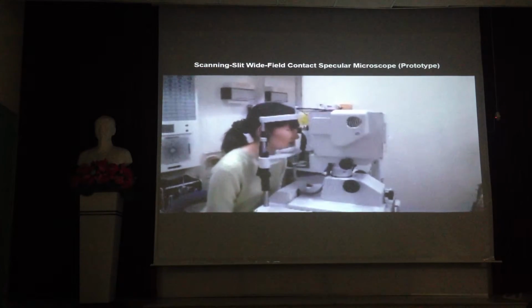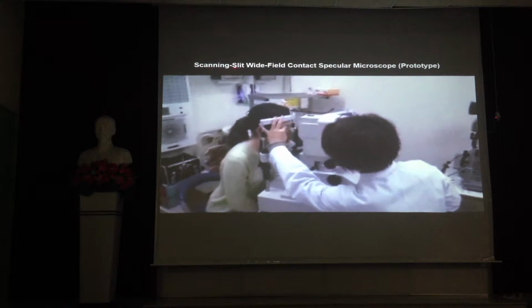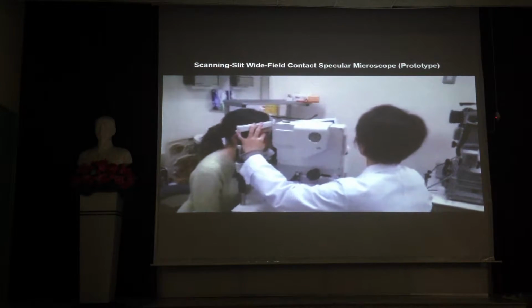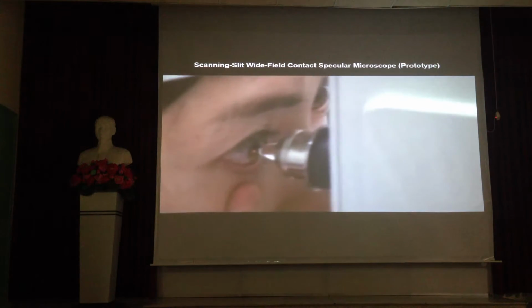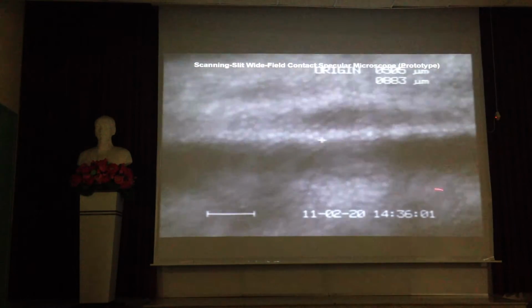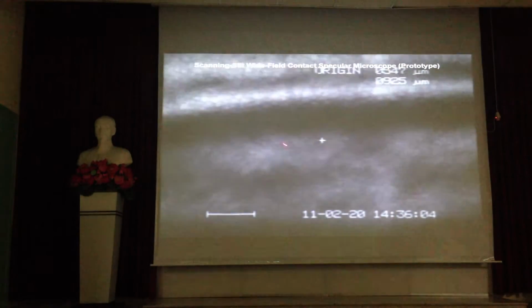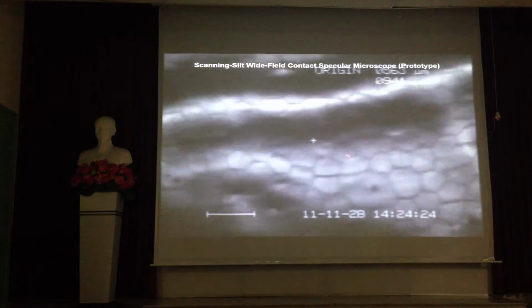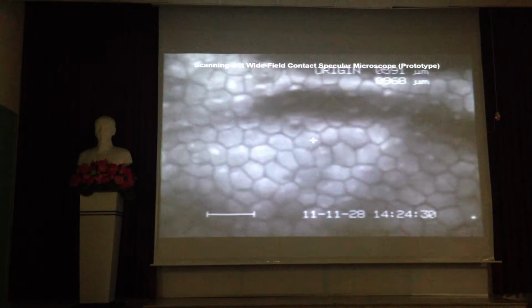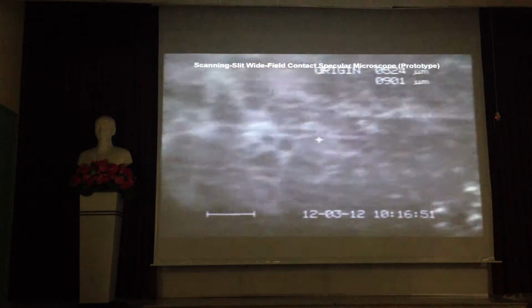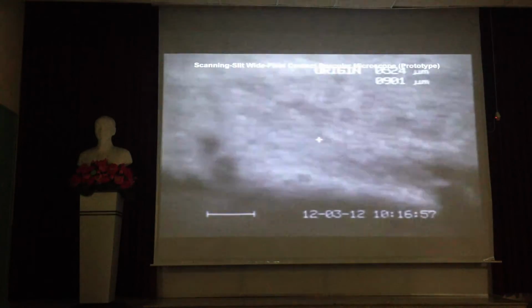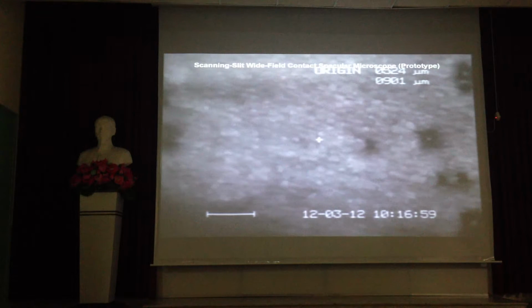Well, I'd like to show you another image using the scanning wide field contact specular microscope. This is still a prototype, but you can get some images of the human corneal endothelial cells. So this is a normal human corneal endothelium from the center to the periphery. And then this is 4 years after penetrating keratoplasty. Although the cornea is transparent, the endothelial cell itself is totally different. And this is Fuchs corneal endothelium. This is Fuchs. Many corneal guttae are there at the center, and the mid-peripheral density is decreasing.